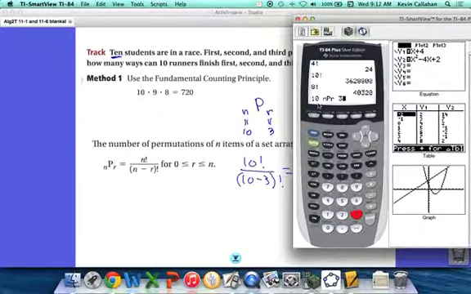On the screen, it has to look like that. It's got to be the 10, then the nPr, and then the 3. So the calculator understands N is 10, R is 3. And you hit enter. 720. So permutations.